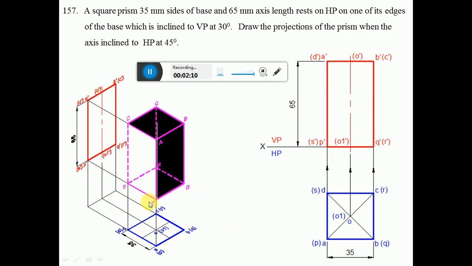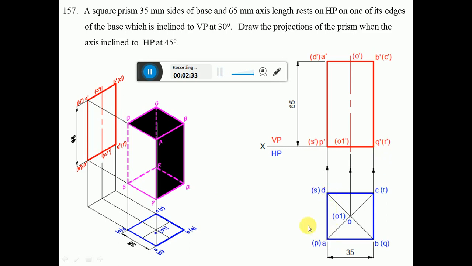Similarly, when you look from the front view, PQ is near to the observer, so P dash Q dash is visible, and RS is away from the observer, so R dash S dash becomes invisible. O1 dash is hidden by the edge PQ, so O1 dash also becomes invisible. Now we have to draw this in the orthographic view.